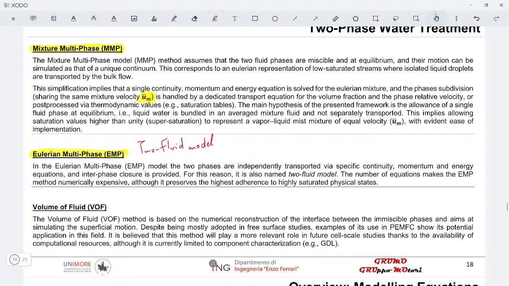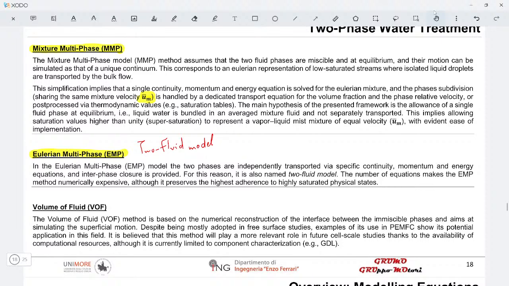As I was saying, this is the most exact Eulerian multiphase model, because you have dedicated equations for each phase, and you don't introduce the assumption of a unified mixture of different phases, which, I mean, might be something to be discussed.